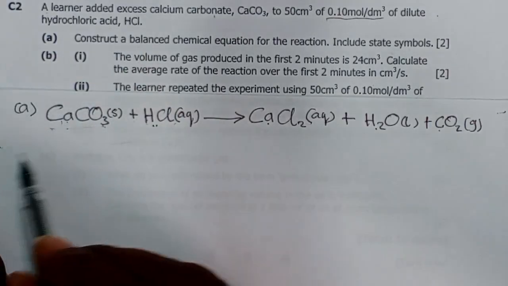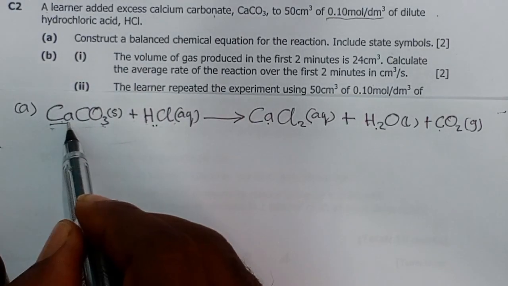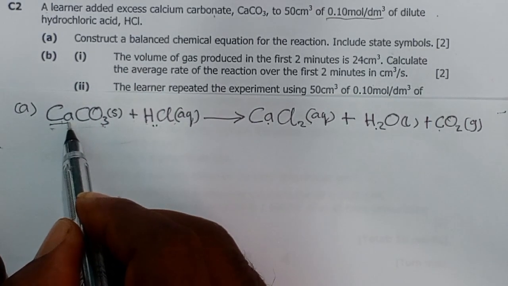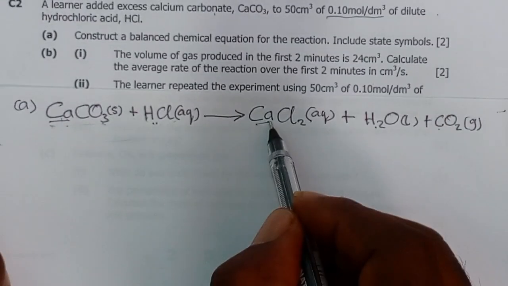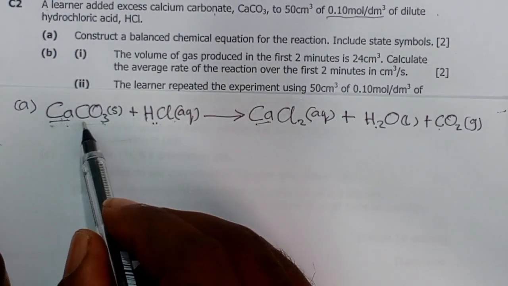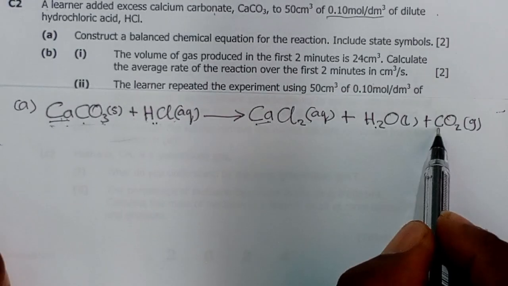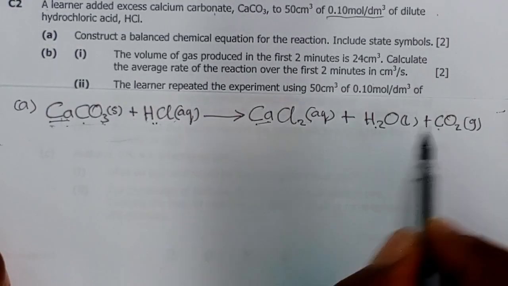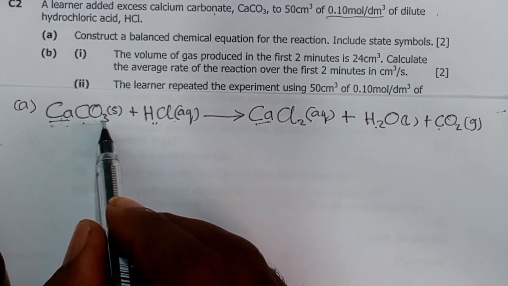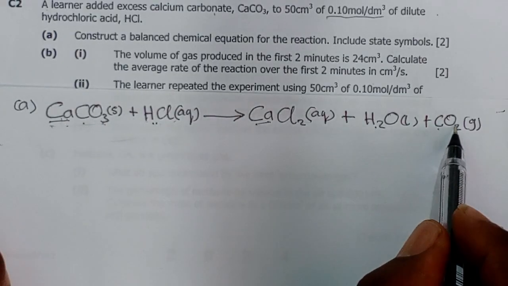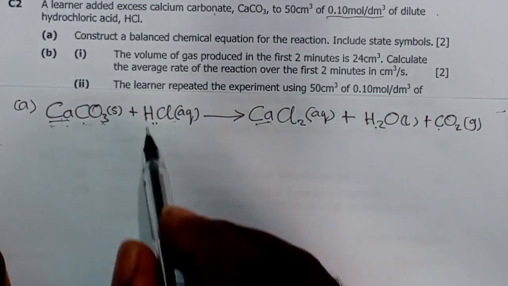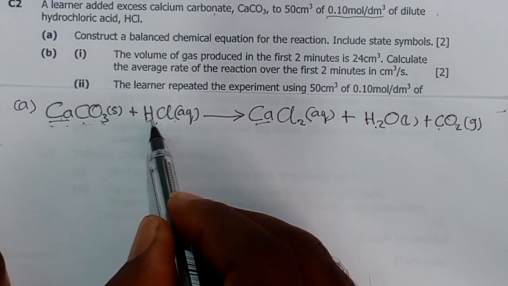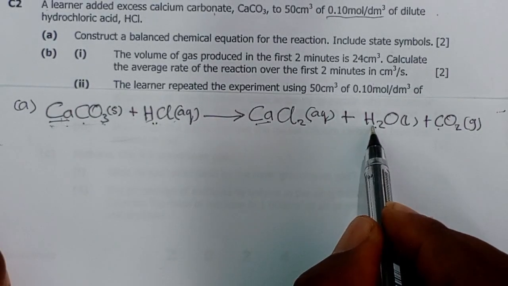So for the balanced chemical equation, we have one calcium atom. So calcium is balanced. Then we have one carbon atom. So carbon atoms are okay. Then we have 3 oxygen atoms. So this side we have 2 plus this one 3. So oxygen is also fine. Then we have 1 hydrogen atom. This side we have 2 hydrogen atoms.